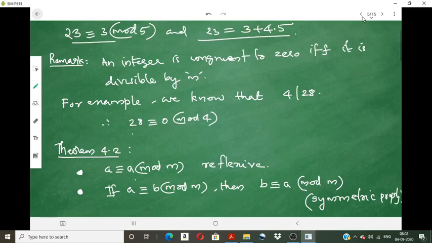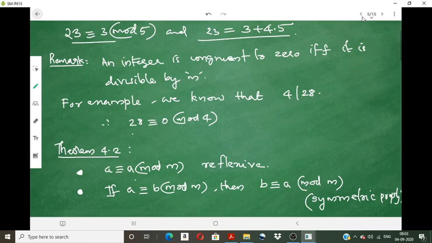So from the above theorem, it is clear that an integer is congruent to 0 if and only if it is divisible by m. For example, we know that 4 divides 28. That means 28 is divisible by 4. Hence, we can say that 28 is congruent to 0 modulo 4. So under modulo 4 we can consider 28 as 0 actually.